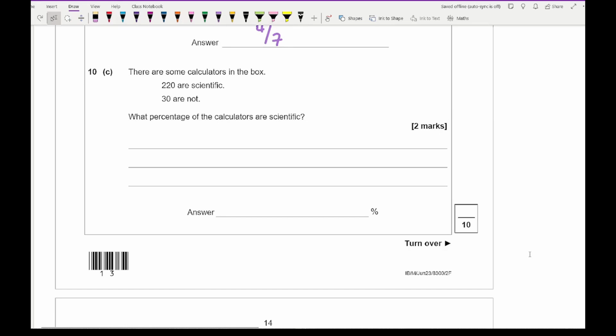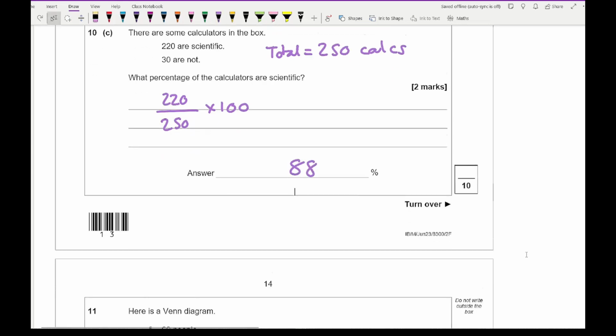220 are scientific, 30 are not. What percentage of the calculators are scientific? So here we've got a total of 250 calculators. To work out the percentage, it's the number of scientific calculators over the total, multiplied by 100. So again, if I type that all into my calculator, I should get an answer of 88%.